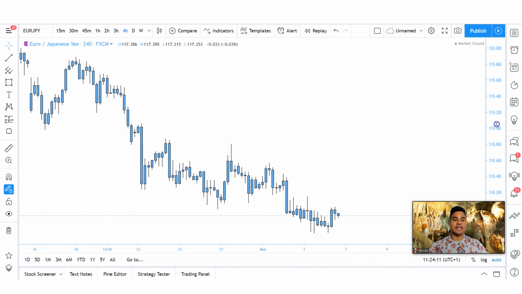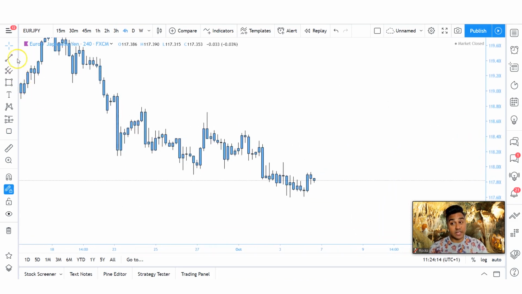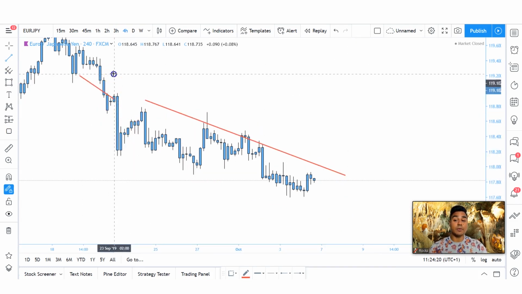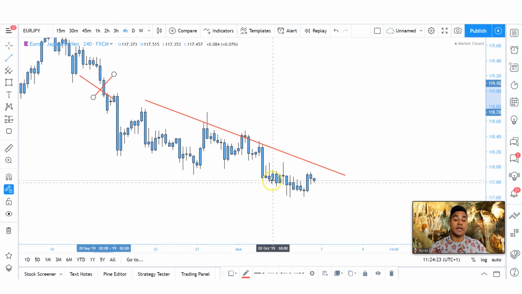The next pair we'll take a look at is Euro Yen. Now, we expected this market also to go up last week. We can see it has continued to go down. Last week, we expected it to go down. This week, we expected it to go up a little bit. Now, I can see this market is still pretty bearish.